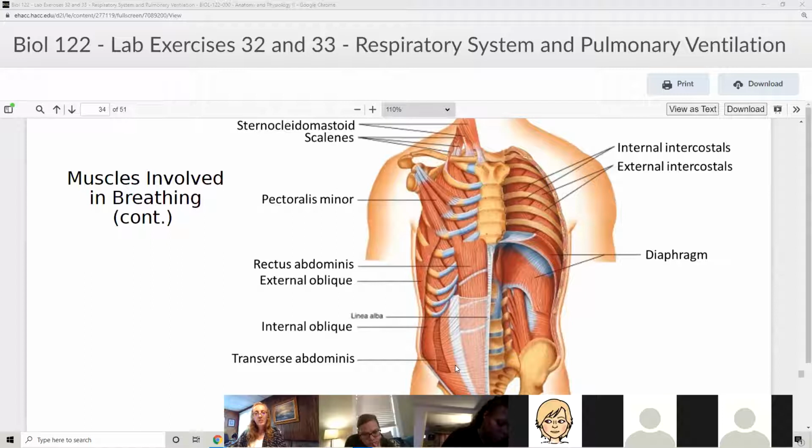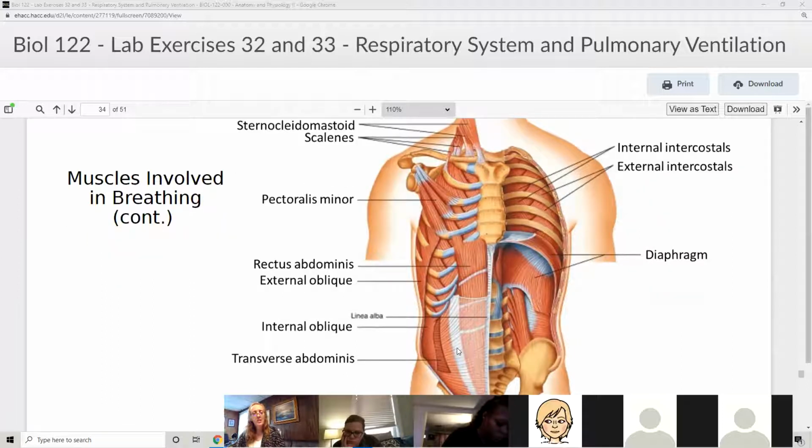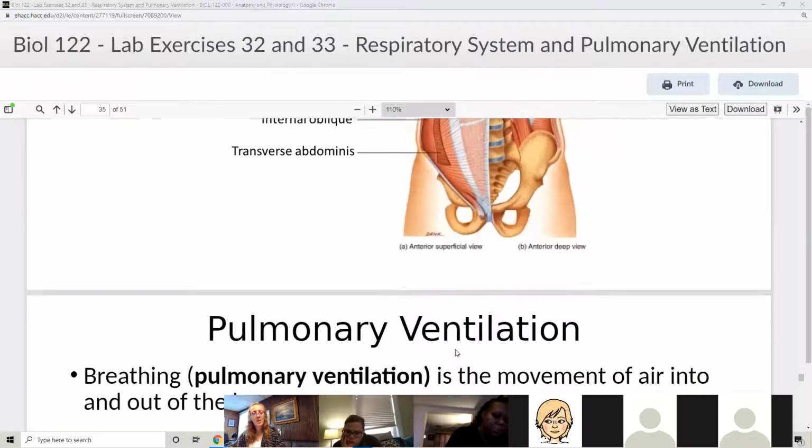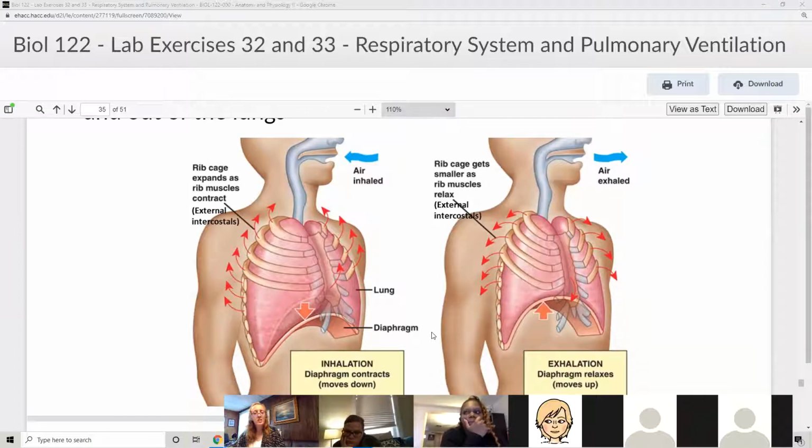So looking at the different muscles: the sternocleidomastoid, external and internal intercostals, diaphragm, rectus abdominis, external oblique, internal oblique, transversus abdominis. Pulmonary ventilation means breathing in and out. We talked about this earlier. So what you're doing is you're changing the pressures.